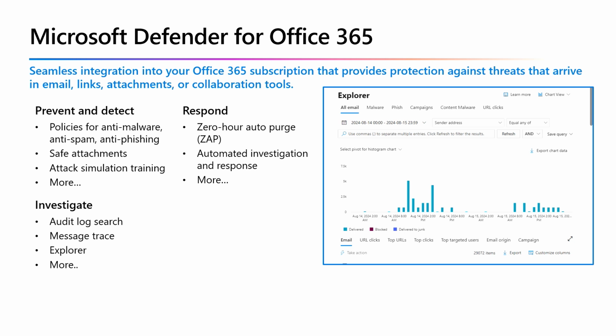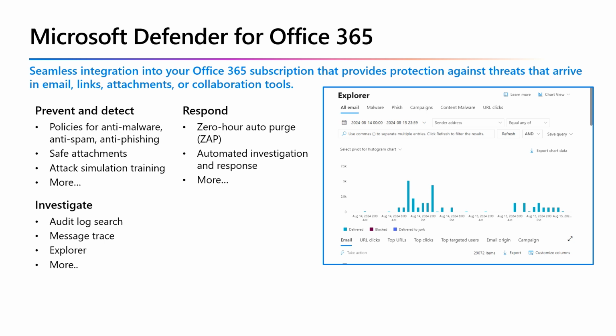To help organizations prevent and detect email and collaboration-based threats, Microsoft Defender for Office 365 uses policies for anti-malware, anti-spam, and anti-phishing. It uses Safe Attachments that provide an additional layer of protection against malware. It uses attack simulation training, which allows admins to run realistic attack scenarios in your organization and can do much more.